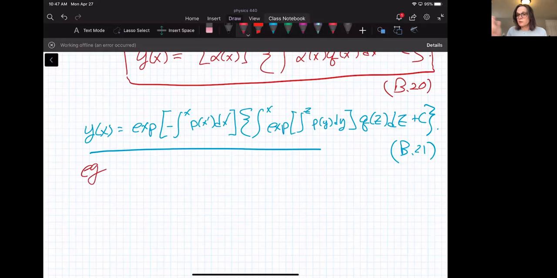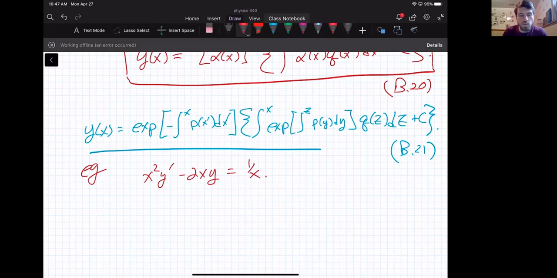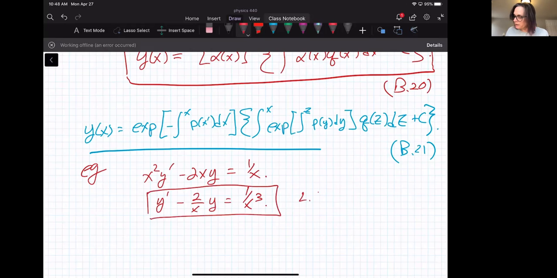Okay, so let's get an example. Let's first look at just a mathematical example and then a physical example. Let's say we have x squared y prime minus 2xy is equal to 1 over x. First order linear ordinary differential equation. What's our first step? Identify P and Q. So the best way to identify P and Q is to divide by x squared. So this is the same as y prime minus 2 over x, y is equal to 1 over x cubed. Now we have our linear first order ordinary differential equation.